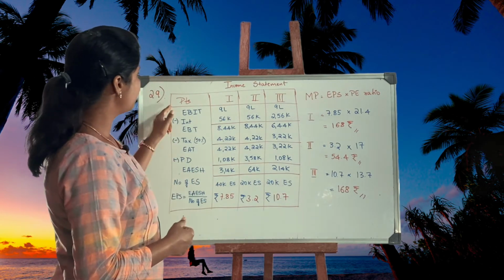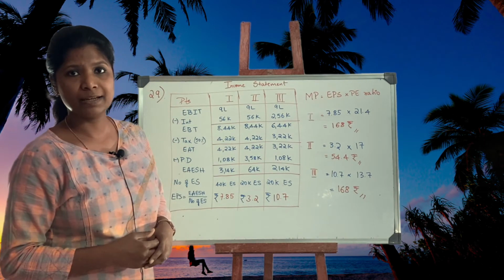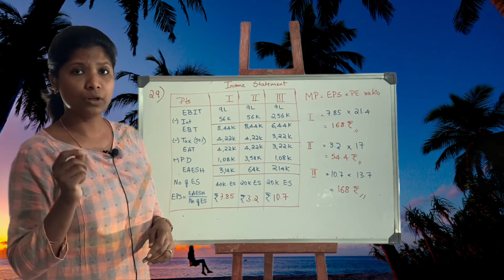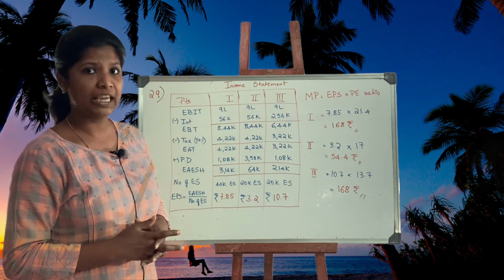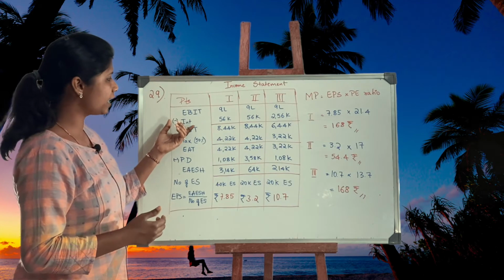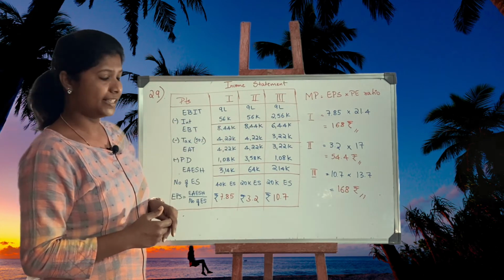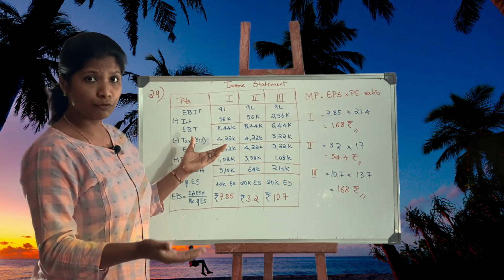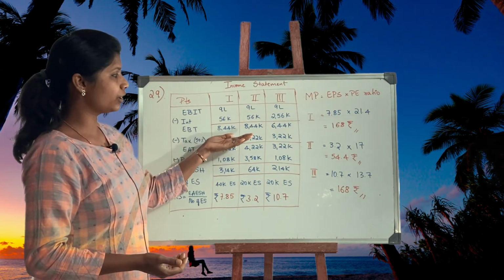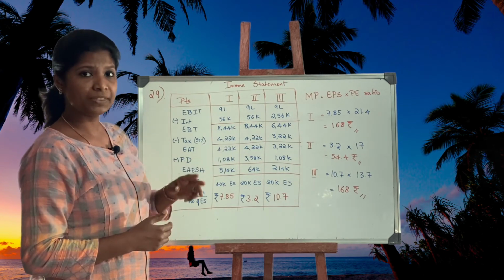So particulars and 3 plans. We're starting with EBIT. Remember, we found out 12% of our total capital structure of 75 lakh came up to 9 lakh rupees each. So we deducted interest of 56,000 and 2 lakh 56,000, and we arrive at earnings before taxation of 8 lakh 44,000 for the first 2 plans and 6 lakh 44,000 for the third plan.